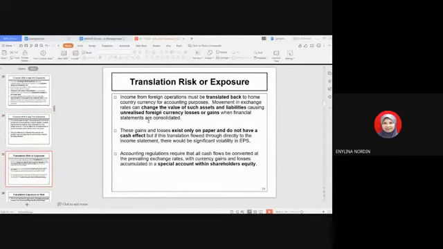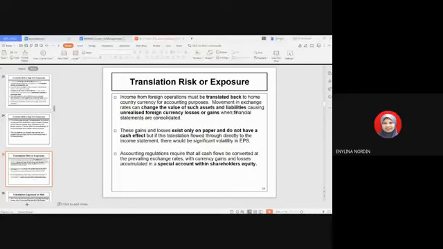Right? Translation, like I said, income from foreign operation or business must be translated back to home currency, right? If you have a subsidiary in Singapore, then when you want to prepare or to report the financial of the company, you have to consolidate all the accounting figures, right? Accounting information. Therefore, you have to translate back, right, from foreign currency to home currency for this particular purpose, right?